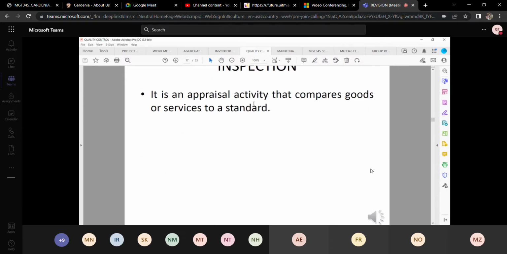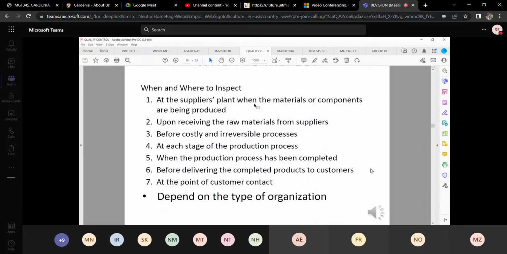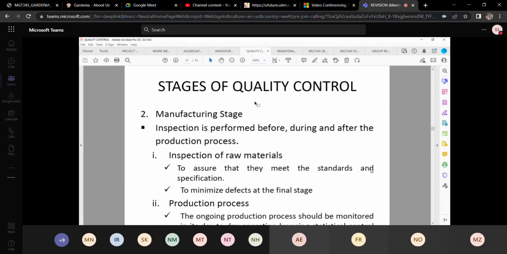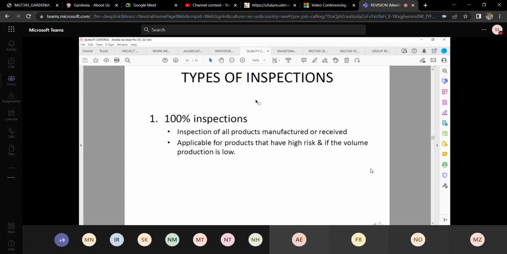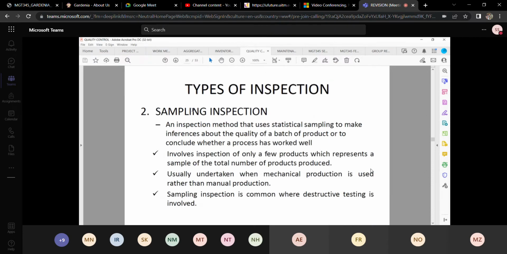What is inspection? The objective of inspection, when you want to inspect. How many stages of quality control? Okay, the types of inspection, 100% inspection or sampling inspection. 100% inspection usually is done for manually produced products. Why? Because the quantity is small, so you can check one by one. But if you are producing in a large quantity or in bulk, basically you will use the sampling inspection.